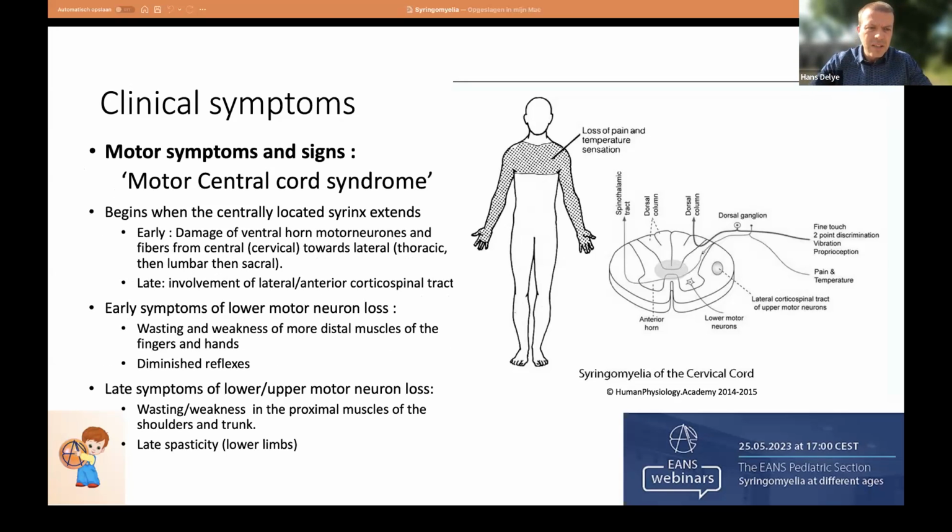So in the beginning, the early symptoms will be those of lower motor neuron loss, being wasting and weakness of the more distal muscles of the fingers and the hands. And if you would test them, diminished reflexes in the upper limbs. And later on, when the lateral anterior corticospinal tract gets involved, you can get a mixed lower and upper motor neuron loss, having wasting and weakness in proximal muscles of the shoulders and trunk, but also spasticity in the lower limbs.